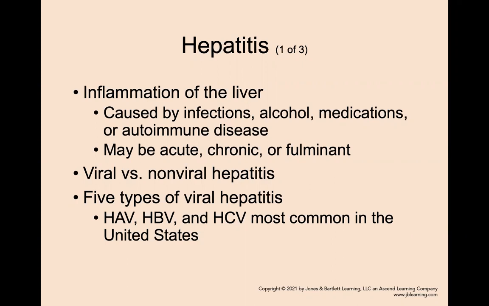There are 5 different kinds of hepatitis, but we are going to be focusing on the ones that are most common in the United States, which are hepatitis A, B, and C. If you look at table 9.3 on page 416, it gives you a concise breakdown of the information for type A, type B, and type C. And I'm going to let you read through those.